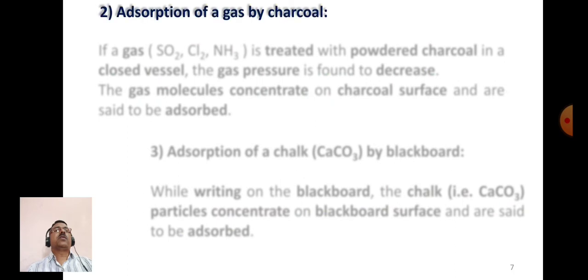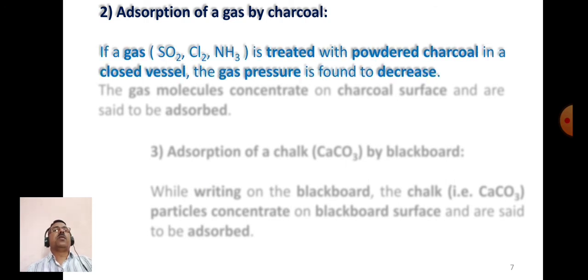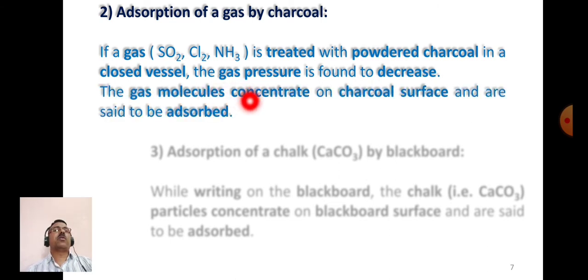Now let us see the second example of adsorption. It is the adsorption of gas by charcoal. Here a gas like sulfur dioxide, chlorine or ammonia is treated with powdered charcoal in a closed vessel, and then you will find that the pressure of the gas decreases. This indicates that the gas molecules concentrate, or you can say accumulate, on the charcoal surface. So it is nothing but the adsorption process.